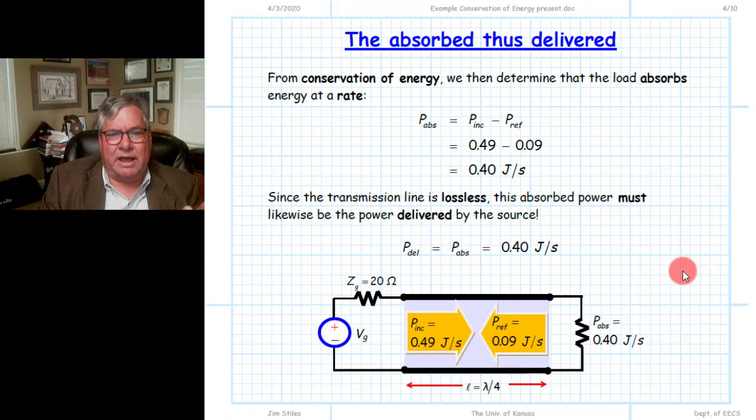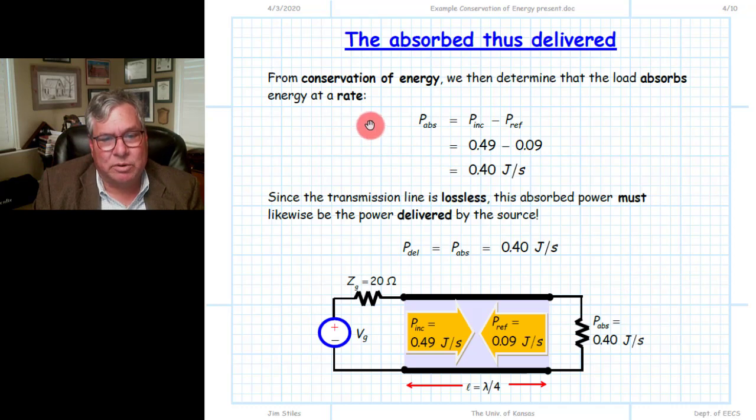Of course, if we know the value of the power associated with the wave incident on the load, the incident power, and we know the reflected power from that load, the difference between the two is the net power flow along our transmission line. And of course, if we know the net power flow, we know two more things. We know what the absorbed power is, the power absorbed by the load at the very end of the line, and that difference between incident and reflected turns out to be 0.4 joules per second, 0.4 watts.